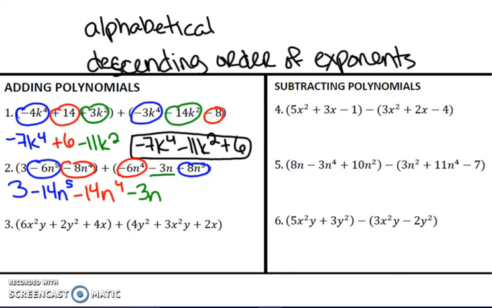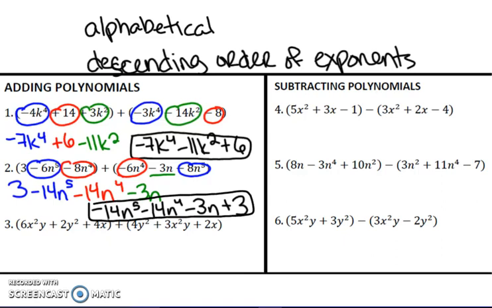Again, although we've combined our like terms, we need to put them in descending order. So it's going to be -14 n to the 5th minus 14 n to the 4th minus 3n plus 3. That becomes your final answer. My exponents are in descending order. It's 5, 4, 1, and then a constant. Your constant will always come last. It's like having an exponent of 0 because there is no exponent, so it will always come last.